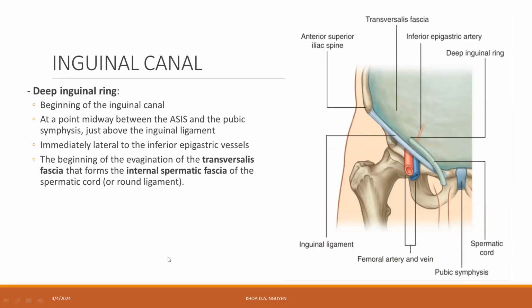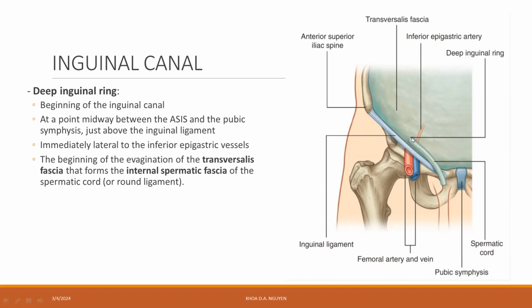Okay, so now let's talk about the deep inguinal ring. The deep inguinal ring, this one here, is going to begin the inguinal canal. The deep inguinal ring is located at a point that is midway between the ASIS, or the anterior superior iliac spine over here, and the pubic symphysis, which is right here. Or you can think of it as being at the midpoint of the inguinal ligament, and you basically go up a little bit from there and find the deep ring.